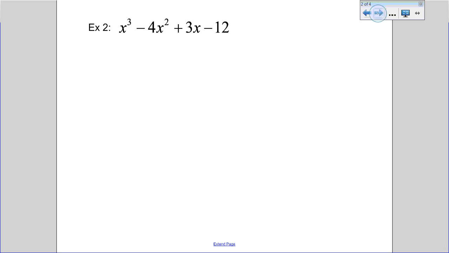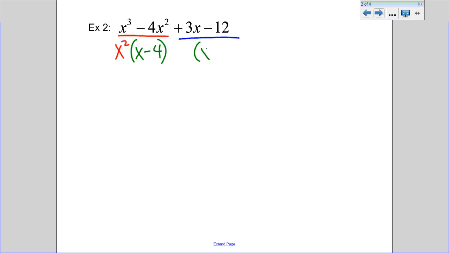So let's take a look at another example. We have x to the third minus 4x squared plus 3x minus 12. Remember, my first set of terms are going to have a greatest common factor. My second set of terms are going to have a greatest common factor. x to the third and 4x squared are going to have x squared as their greatest common factor. And so I have x minus 4.